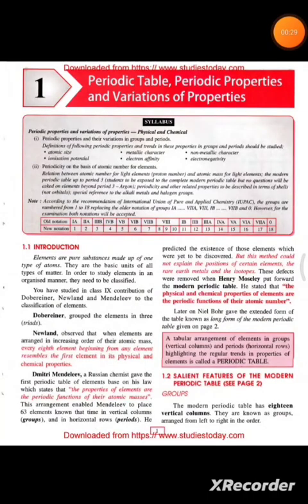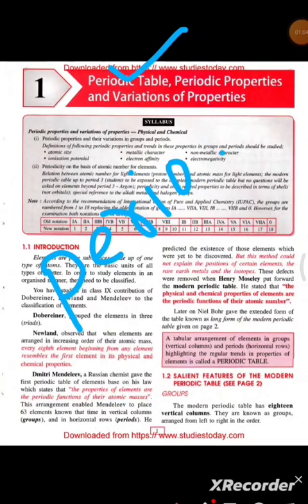So the name of your first chapter is periodic table, periodic properties and its variation. From the beginning, I should say, before watching this video, you should read once the 5th chapter of your 9th class book. Then only you can understand this more clearly. So first, you should understand what is period. Period means what you should understand first.